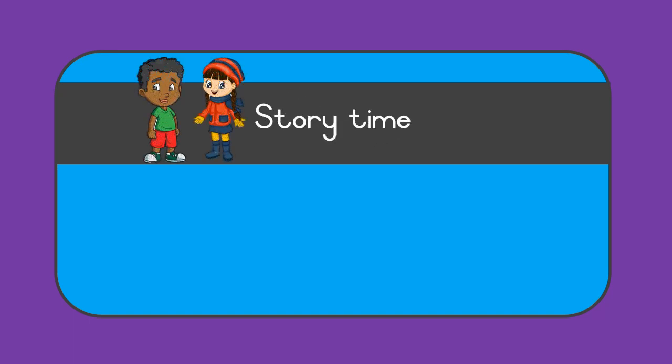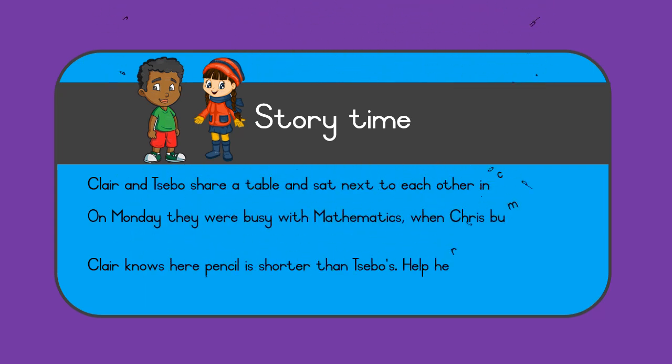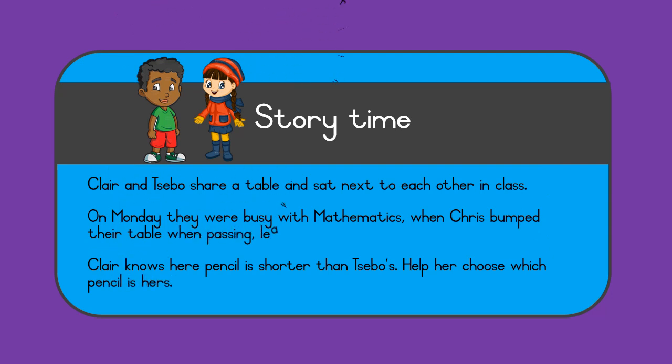And what best way to explain to you measurement than using a story? And I want you to pay attention to the story, friends, because we're going to have to use the information in the story to help us choose an answer at the end. So make sure you listen. Claire and Tsebu share a table and sat next to each other in class. On Monday, they were busy with mathematics when Chris bumped their table when he was passing, leaving their pencils falling to the floor. Claire knows her pencil is shorter than Tsebu's. Help her choose which pencil is hers.